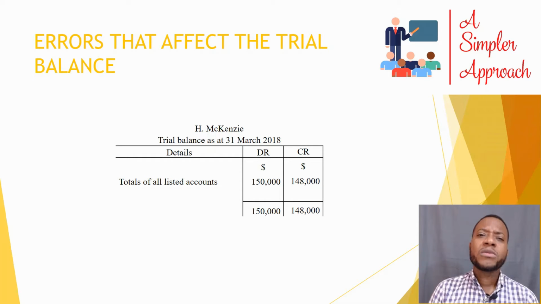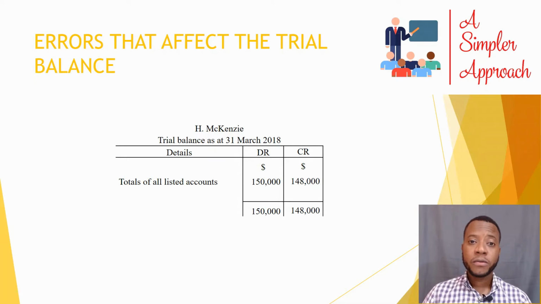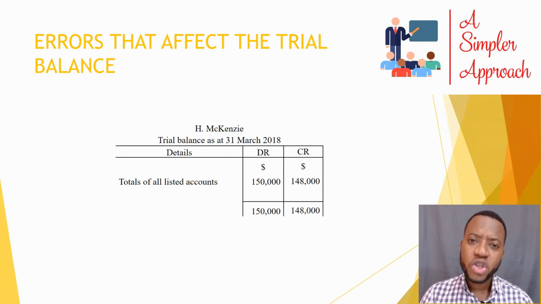Those errors boil down to really two things. The debit entry was made, but the credit entry was not. Or the credit entry was made, but the debit entry was not. That's the root of errors that affect the trial balance. One or the other was not recorded. So, what do we do?